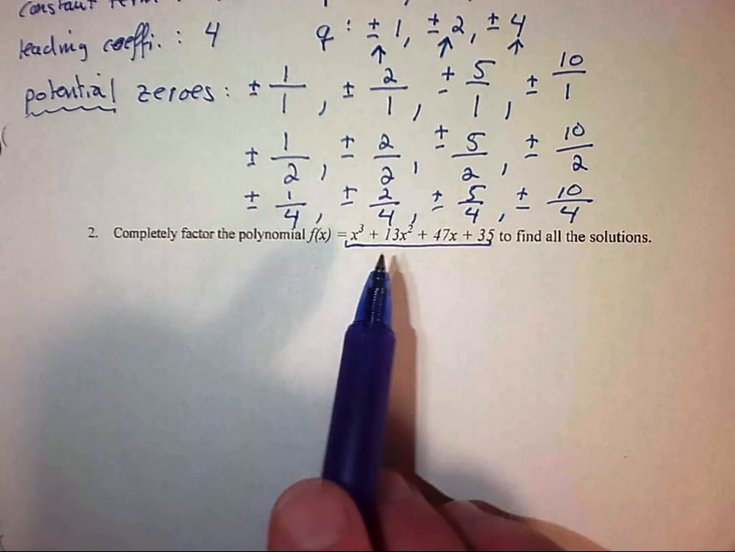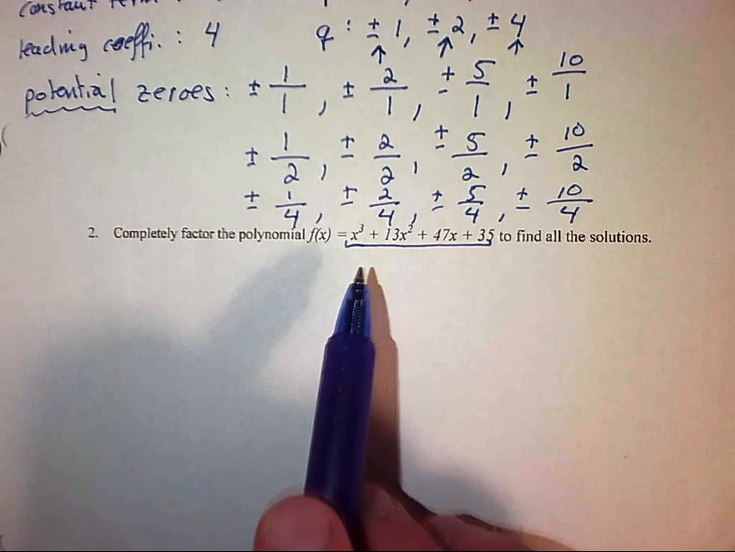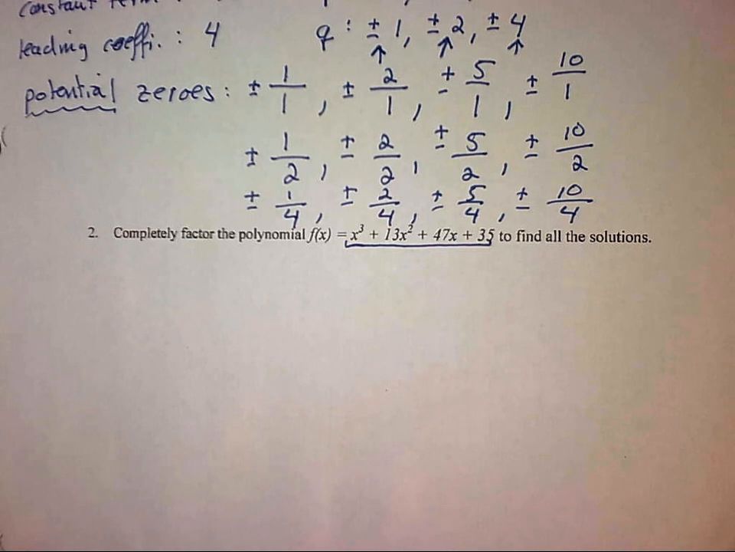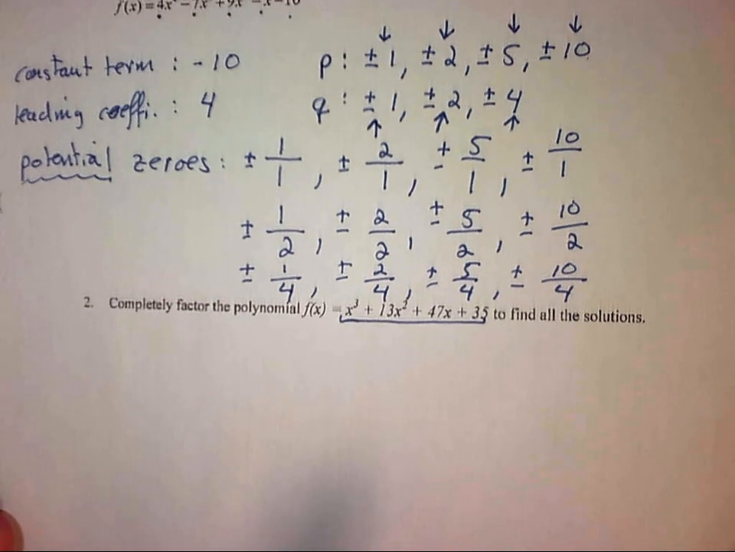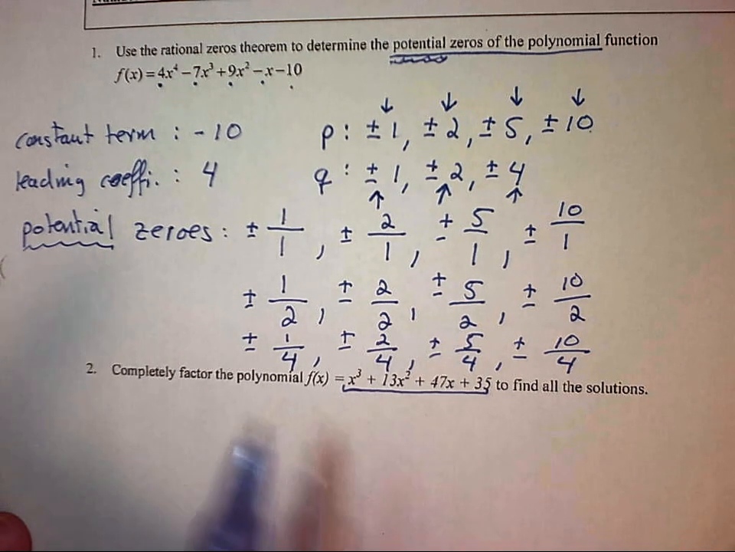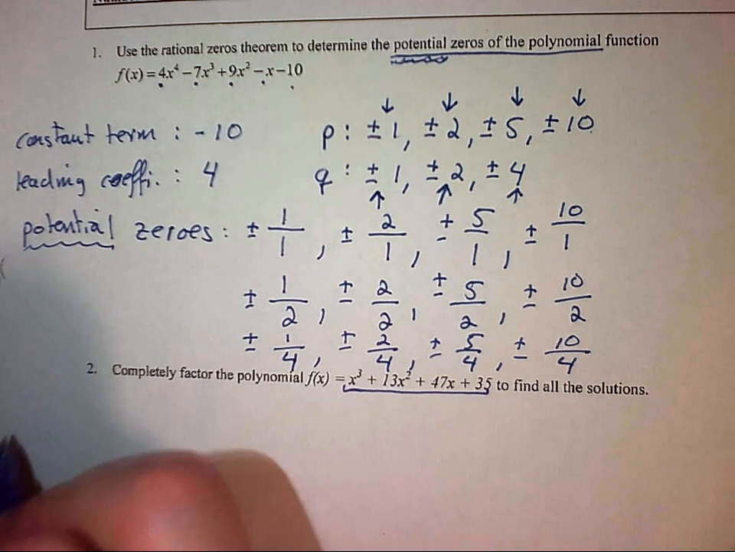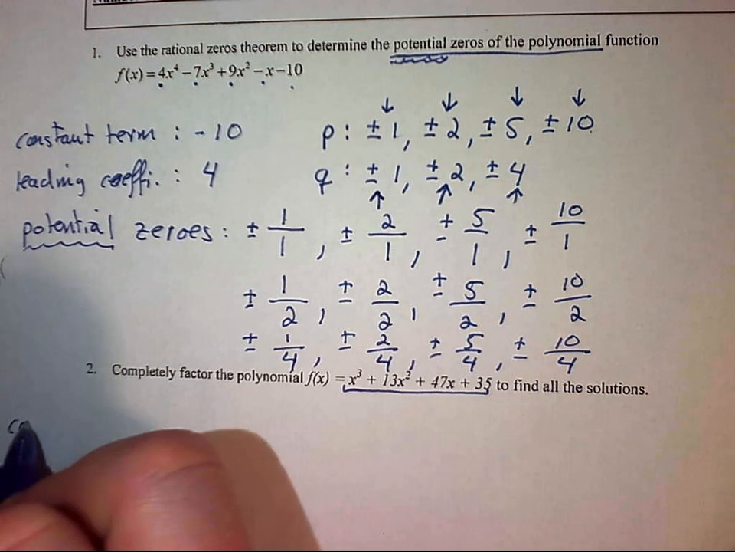But if somebody came to you and goes, hey, can we factor this thing? Well, just looking at it, we're not 100% sure how to factor it. But one of the things that we can do is we can use what we did above to find all of our potential zeros. So let's go ahead and do that again. Again, we're going to look at the constant term.